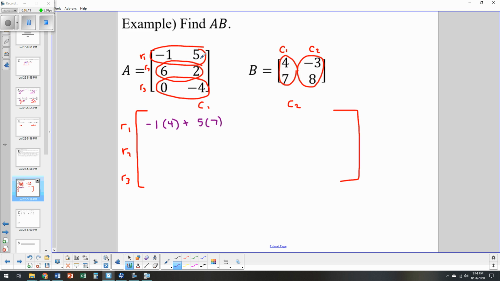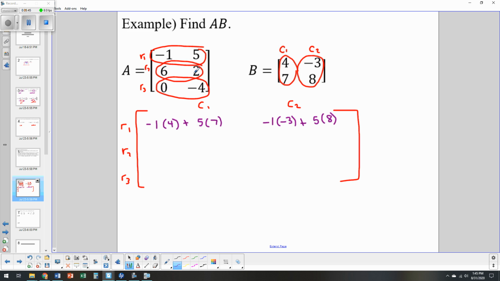So notice we multiplied the numbers from row 1 by the numbers from column 1, and it went into row 1, column 1. Now I'm going to multiply the numbers from row 1 and column 2, so that's going to go into row 1, column 2. So that's -1 times -3, and that's 5 times 8. All right, row 1, column 2 went into row 1, column 2.